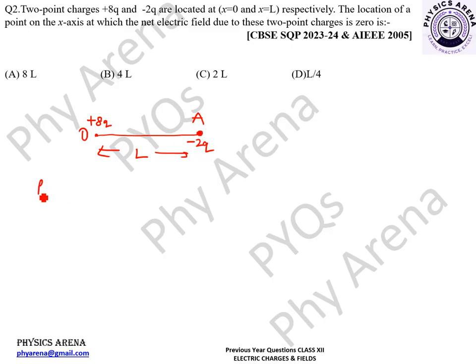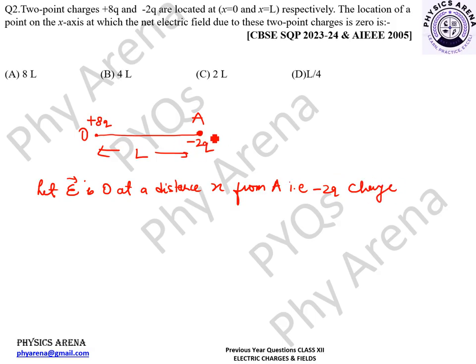So let the electric field be 0 at a distance x from A, that is the minus 2q charge. So from this minus 2q charge, we are having a point P that is located at a distance x from it. And at point P, the electric field is 0. Now at point P, there will be two electric fields. One is because of the plus 8q charge that is located at O, and the other one is because of minus 2q charge that is located at A.